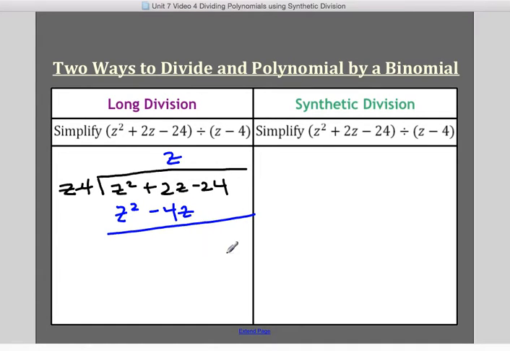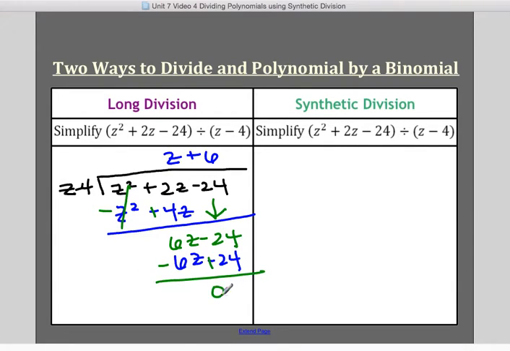Biggest thing to remember is we always subtract, so we change the signs. That cancels. This gives us 6z. Bring down the negative 24. Then I say z times what gives you 6z? Well, times 6. So I have 6z. 6 times negative 4 is negative 24. And then we always change the signs. And I get 0 as my remainder. So my answer is z plus 6.